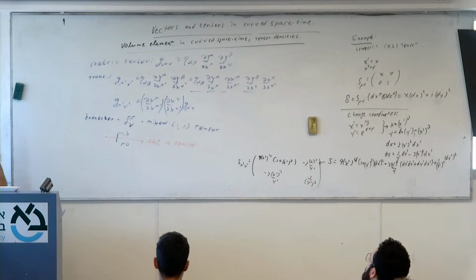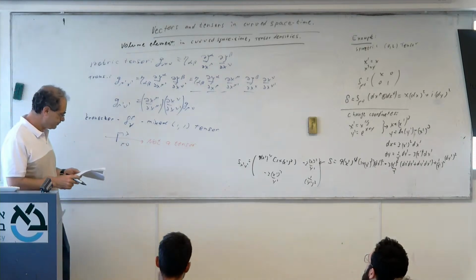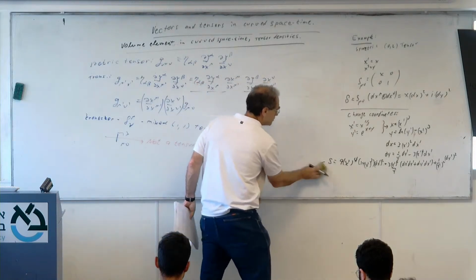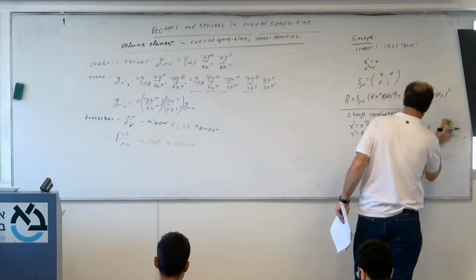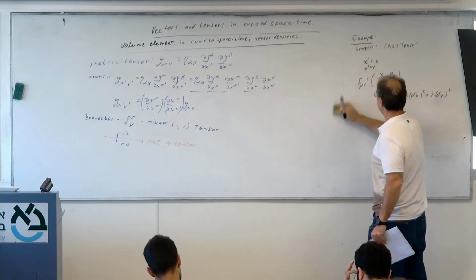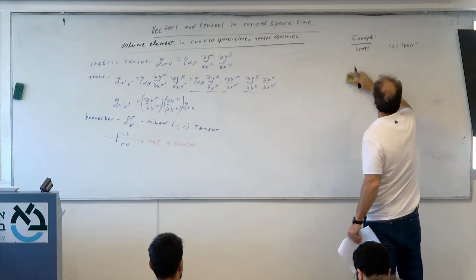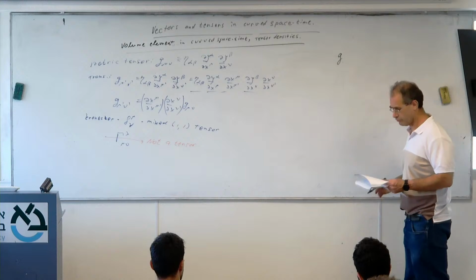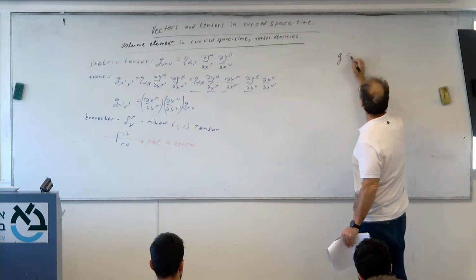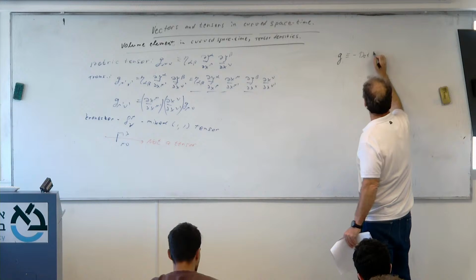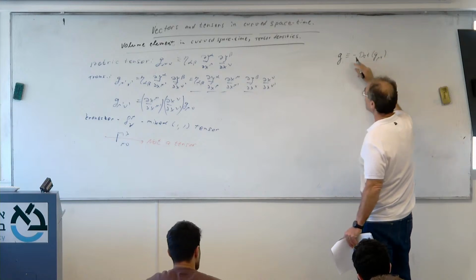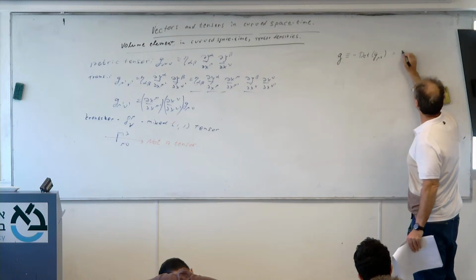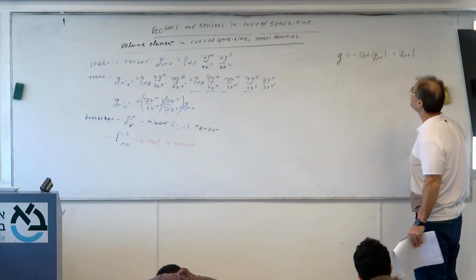Another important quantity, which is a non-tensorial quantity, is the determinant of g. I call it simply g. This is the determinant of g. It's defined as minus the determinant of g, with a minus sign here, and the absolute value. That's not a tensor.